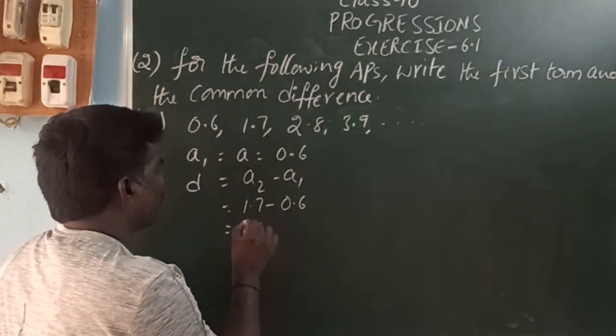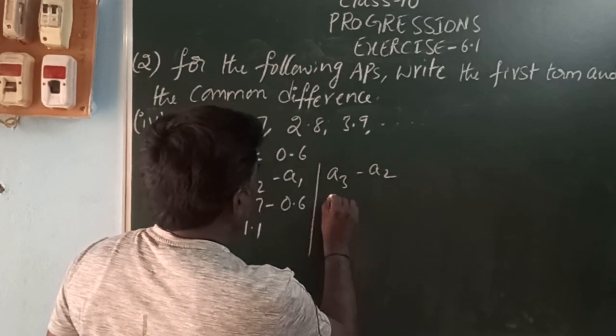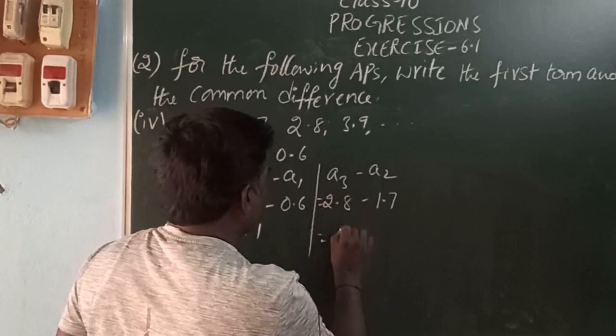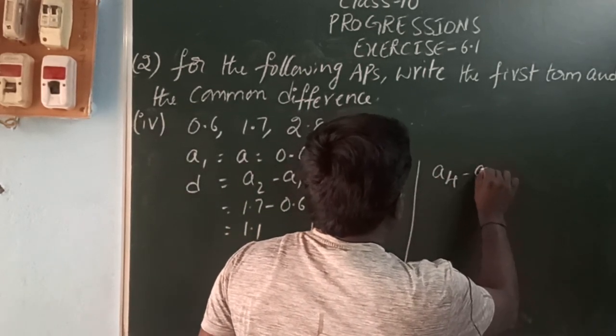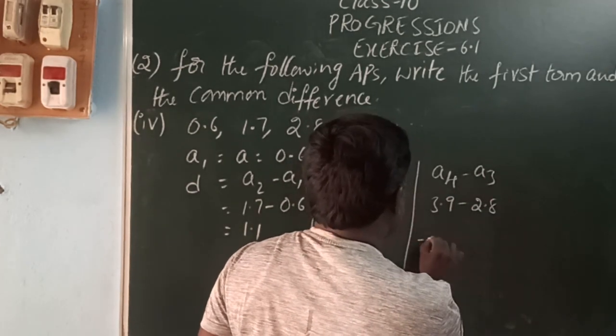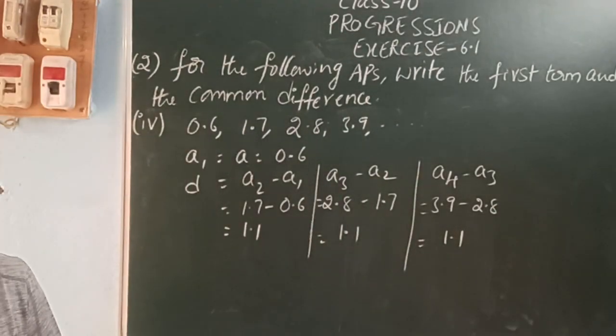How much? 1.1. Or a3 minus a2, so that is 2.8 minus 1.7. That is how much? 1.1. So next, a4 minus a3, so that is 3.9 minus 2.8. That is how much? 1.1. So the common difference is how much? 1.1.